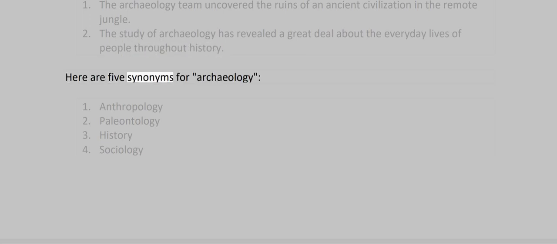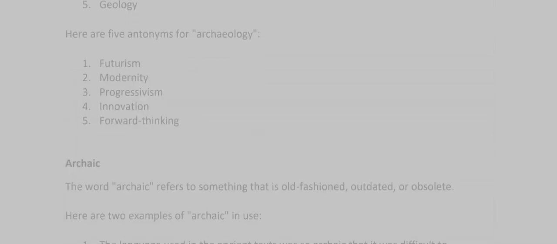Here are 5 synonyms for archaeology. 1. Anthropology. 2. Paleontology. 3. History. 4. Sociology. 5. Geology. Here are 5 antonyms for archaeology. 1. Futurism. 2. Modernity. 3. Progressivism. 4. Innovation. 5. Forward thinking.